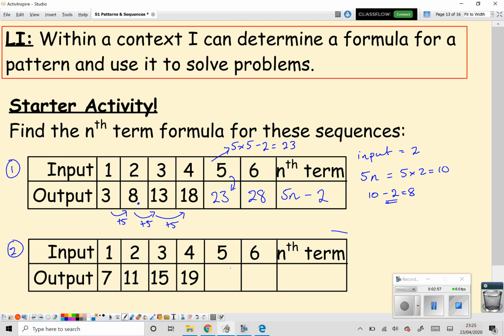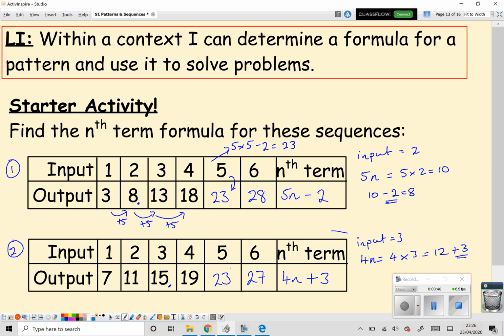Table number 2. Inputs again 1, 2, 3, 4, 5 and 6. Our outputs are 7, 11, 15 and 19, and again you'd notice that we're going up in 4s here, so that would be 23 and 27. For our nth term formula, it needs to be the 4 times table, 4n. So again, let's test it. Let's choose a value. If the input was 3, then the output we should get is 15. 4n gives us 4 threes is 12. 12's not enough. I need 15 here. So we have to add 3, and that's our correction term.